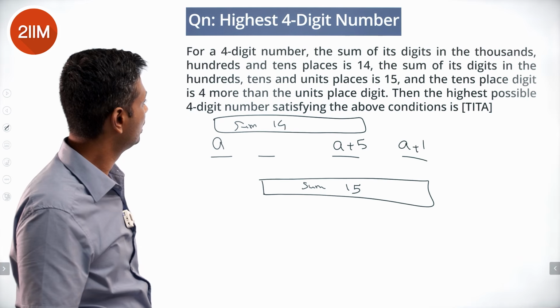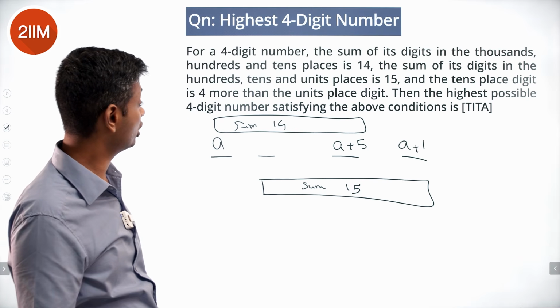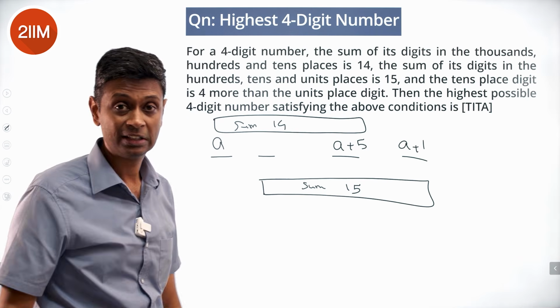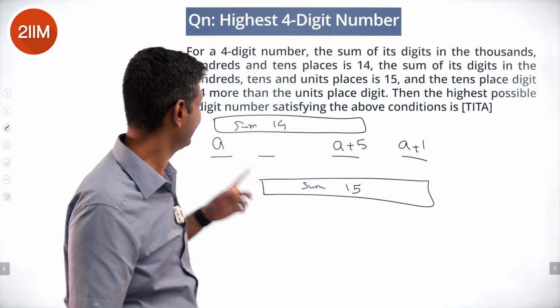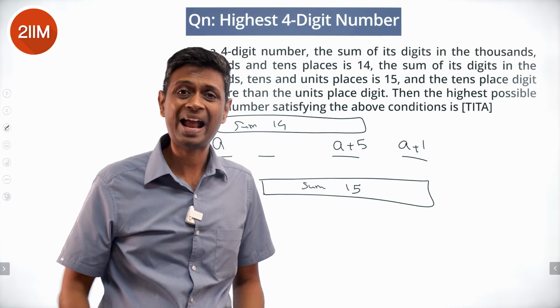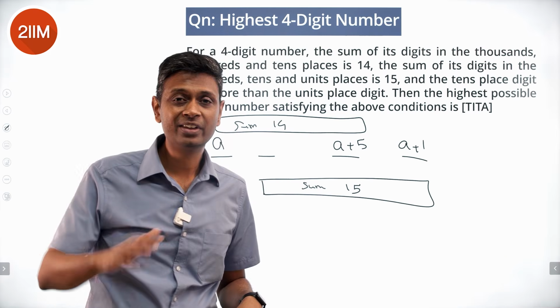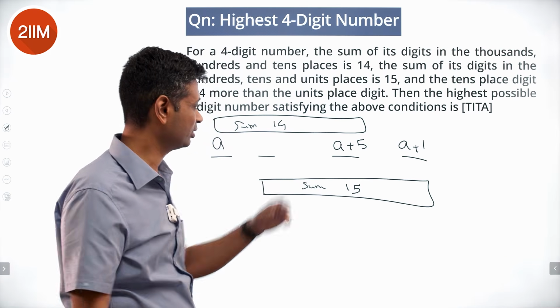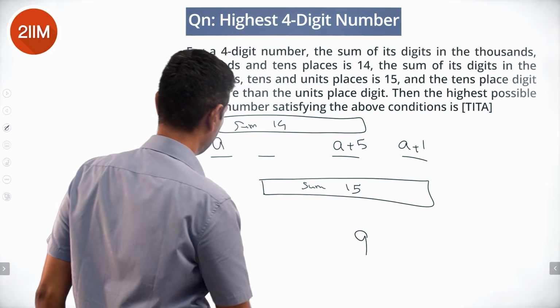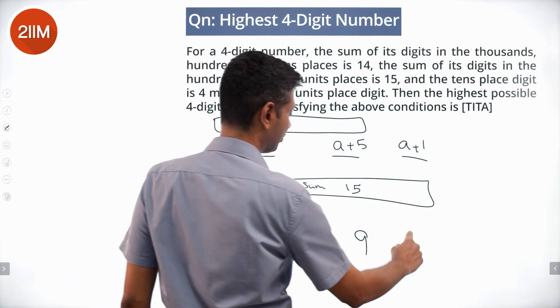Then the highest possible 4-digit number satisfying the above conditions. These three should add up to 14, and it should be as high as possible. This is A plus 5, this is A. We cannot have a digit more than 9, so we plonk this as 9. That means this will be 4, and this will be 5.